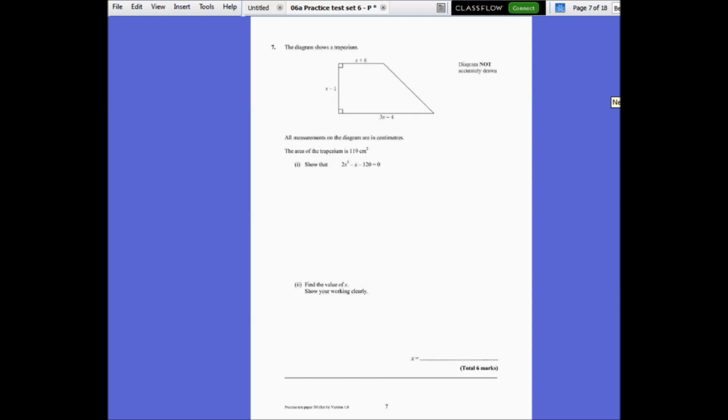Question 7. The diagram shows a trapezium and all measurements are in centimetres. The area of the trapezium is 119 centimetres squared, so show that 2x squared minus x minus 120 equals 0.